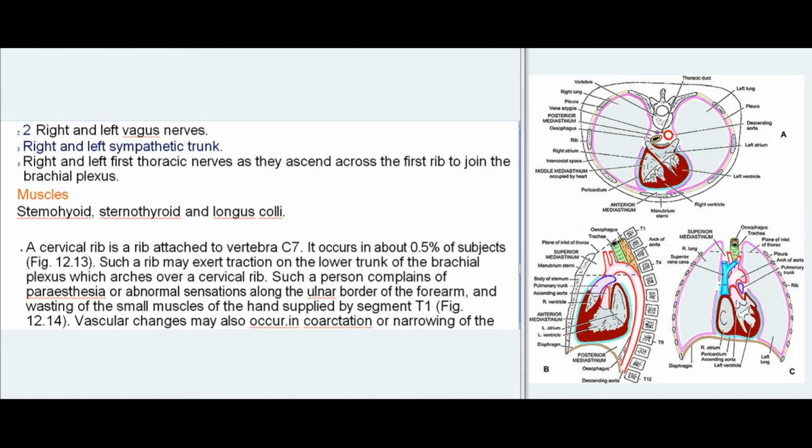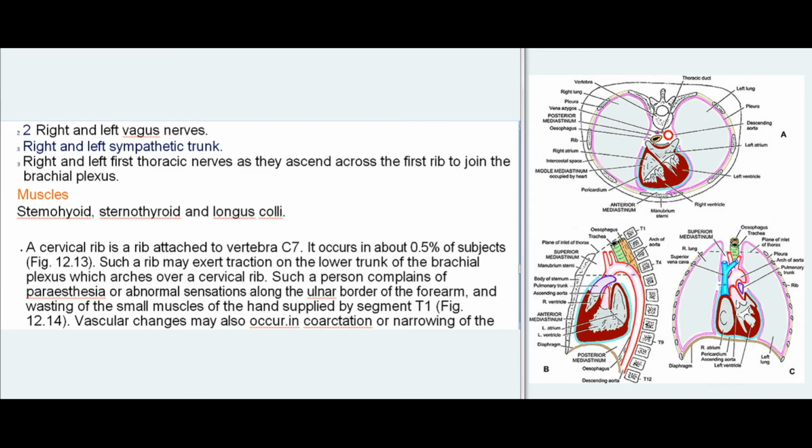A cervical rib is a rib attached to vertebra C7. It occurs in about 0.5% of subjects, Fig 12.13. Such a rib may exert traction on the lower trunk of the brachial plexus, which arches over a cervical rib. Such a person complains of paresthesia or abnormal sensations along the ulnar border of the forearm, and wasting of the small muscles of the hand supplied by segment T1, Fig 12.14.